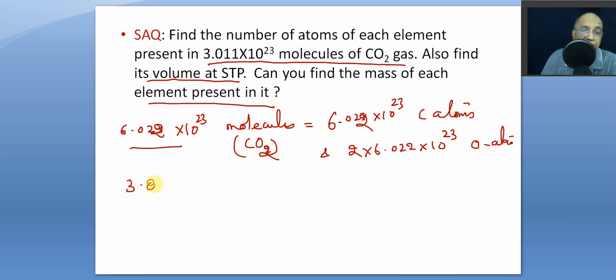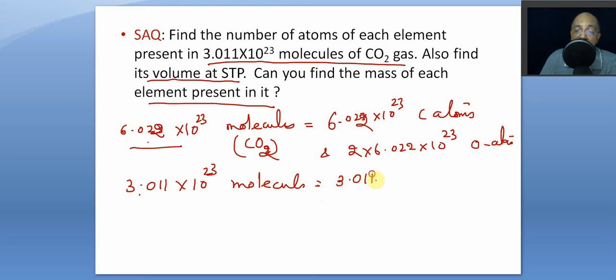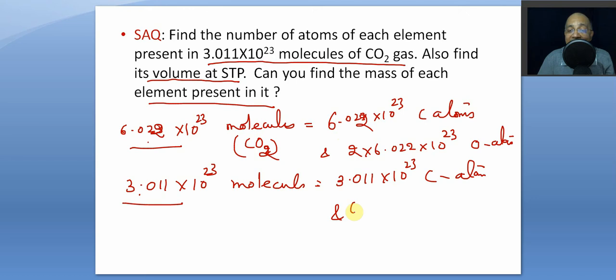So 3.011 into 10 to the power 23 molecules will contain half of it. This is half, this will be half. It will be the same 3.011 into 10 to the power 23 carbon atoms and double of that. Double of this, not double of this. Double of that means 6.022 into 10 to the power 23 oxygen atoms.